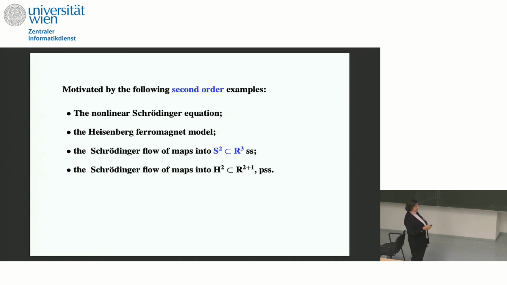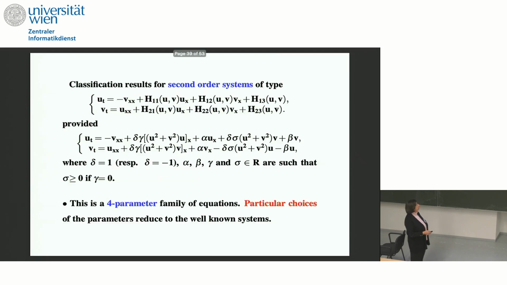So motivated by these equations, we started looking for systems like that: u_t equals minus v_xx here, and v_t equals u_xx, and on the right side, linear in the first order derivatives of u and v with respect to x. So by classifying this system of equations, we obtained this one. So these are reduced to this kind of thing.